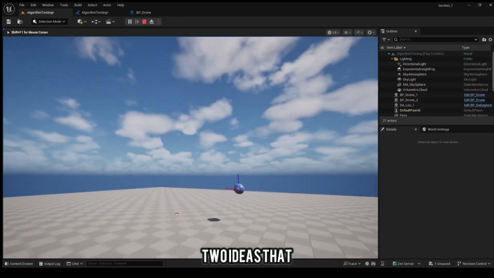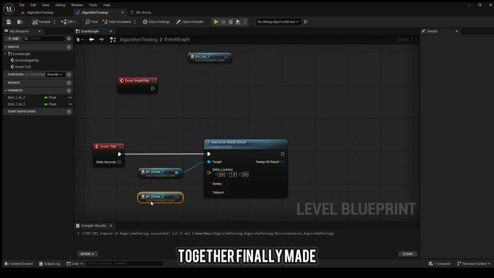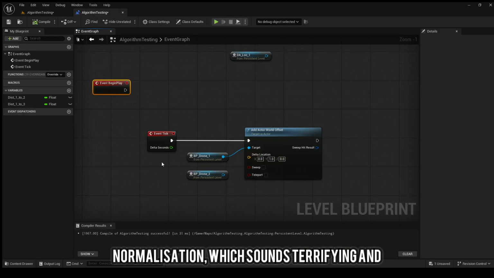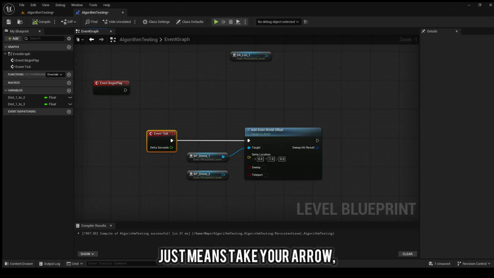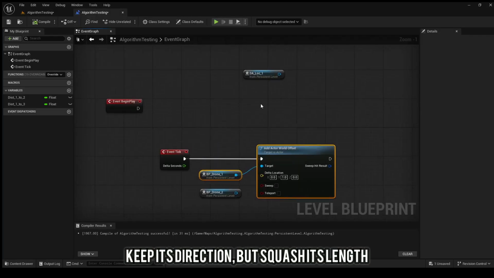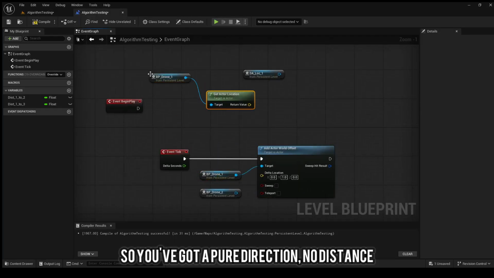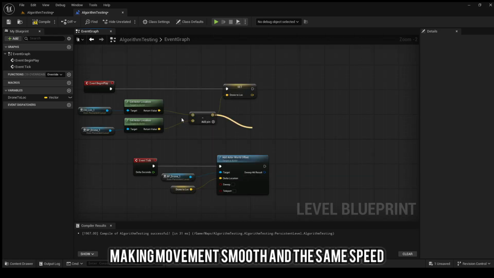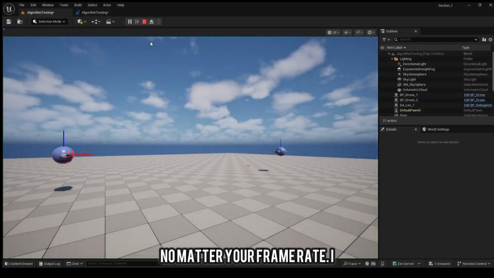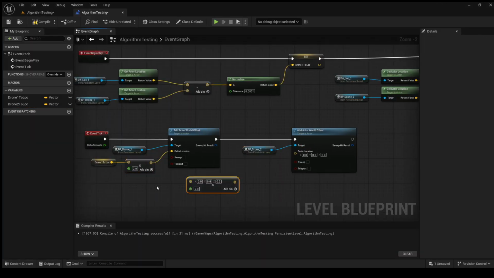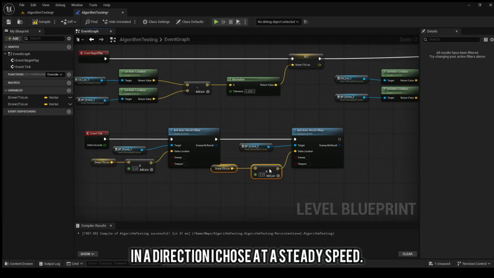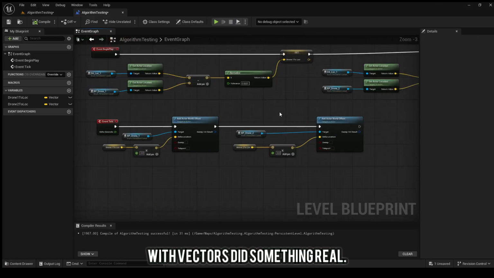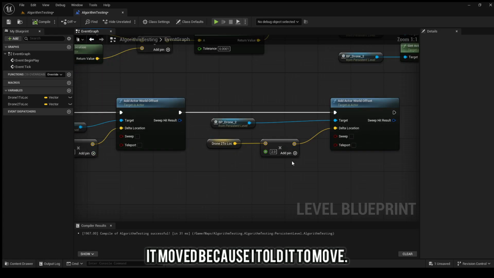Then, two ideas that together finally made the math feel useful. Normalization, which sounds terrifying and just means take your arrow, keep its direction, but squash its length down to 1. So you've got a pure direction, no distance attached. And delta seconds, making movements smooth and the same speed no matter your frame rate. I put those together and got a drone to actually move in a direction I chose at a steady speed. That was the first time something I built with vectors did something real. It moved because I told it to move.